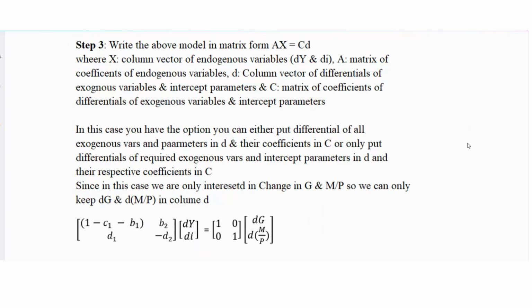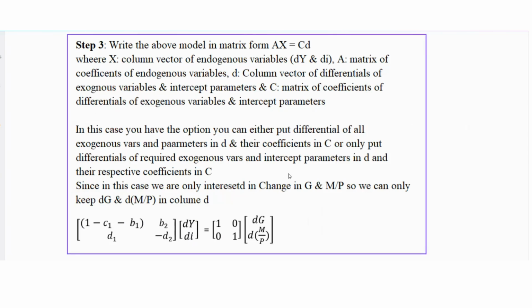Where D is what? D is a column vector of the differentials of exogenous variables and intercept parameters, and C includes their coefficients, right? So now instead of using B, we've written CD, where D is a column vector of your differentials of exogenous variables and intercept parameters, and C is the matrix of their coefficients.